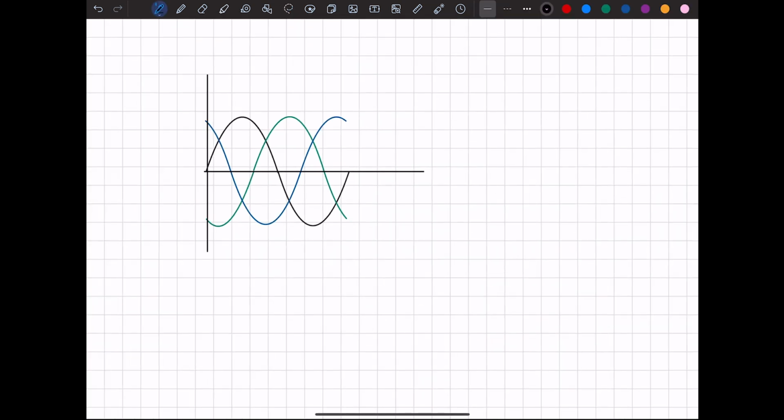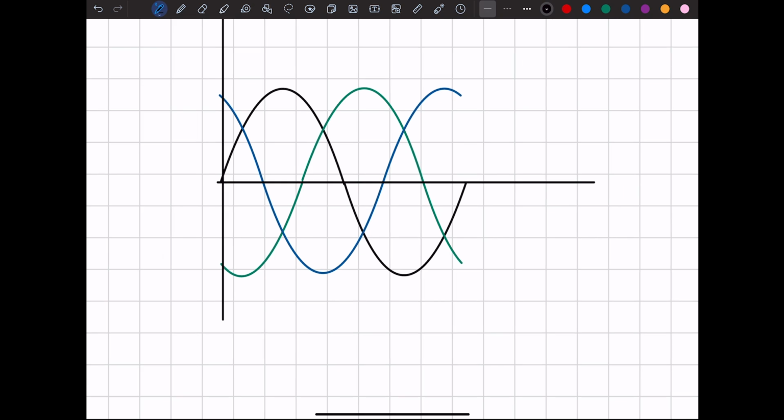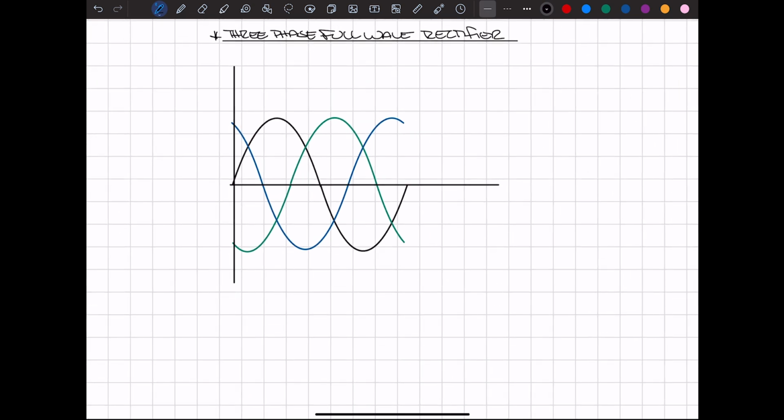So in this video, we're going to talk about the three-phase full wave rectifier. And if you're anything like me, when I saw this, I thought, yeah, I think it's time to change my major. Now we're dealing with three sine waves instead of one. And the thing that popped into my mind is that's a lot of integration, but it's not difficult at all.